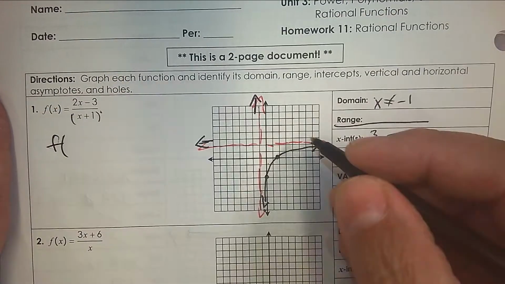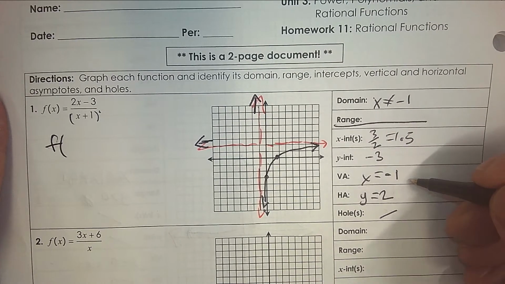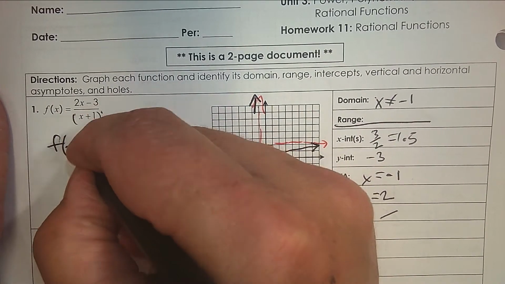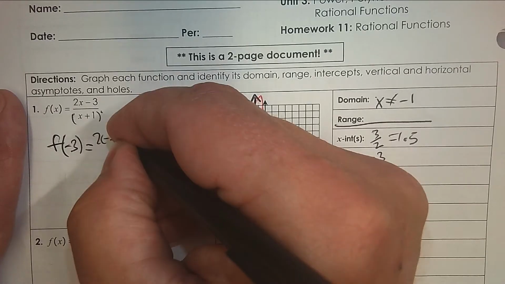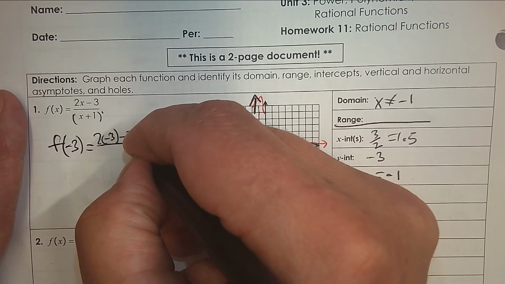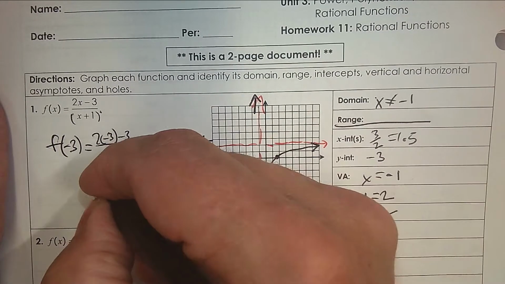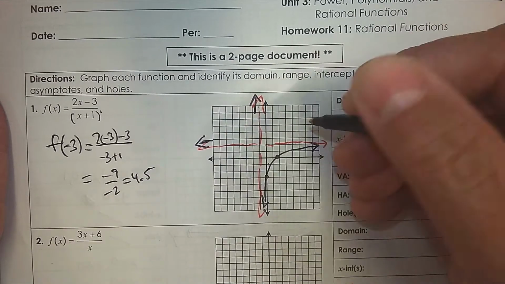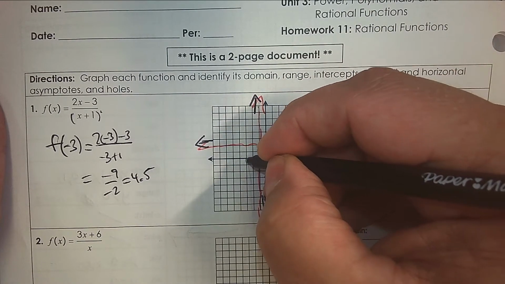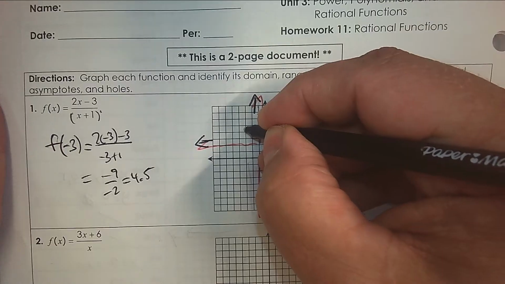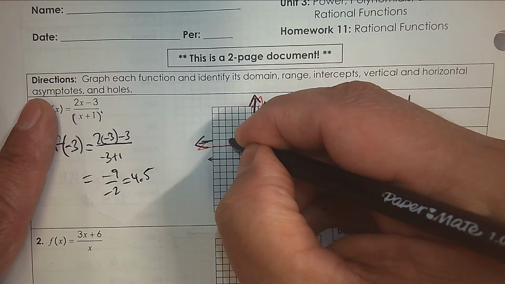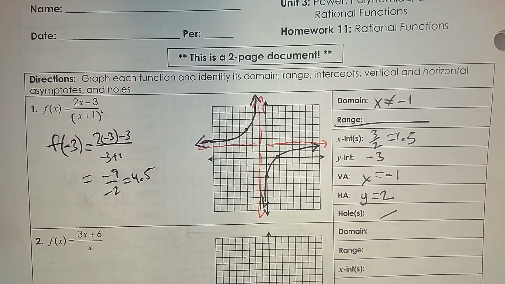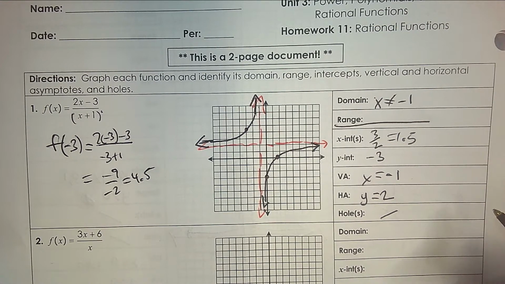So I'm going to take a number less than -1 and plug it in just to see what the value is. So 2 times -3, take away 3, and then -3 plus 1. So that's -9 over -2, that's 4.5. So I'm going to go to -3 and 4.5, and now I have a point to curve through, and now the graph is done. You could have also picked -2, -4. As long as it's on your graph, you can plot it and then curve through it.